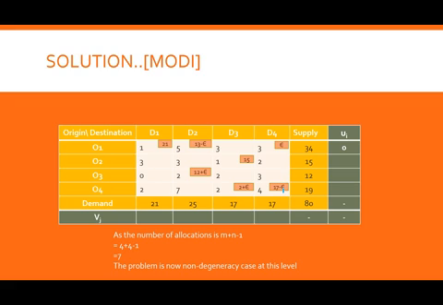minus epsilon. Right? So how many allocations we have? 1, 2, 3, 4, 5, 6, and 7. So totally we have 7 allocations. Therefore, it is a non-degeneracy case. So here in this row, I have 3 allocations. Therefore, that will get a ui value as 0.